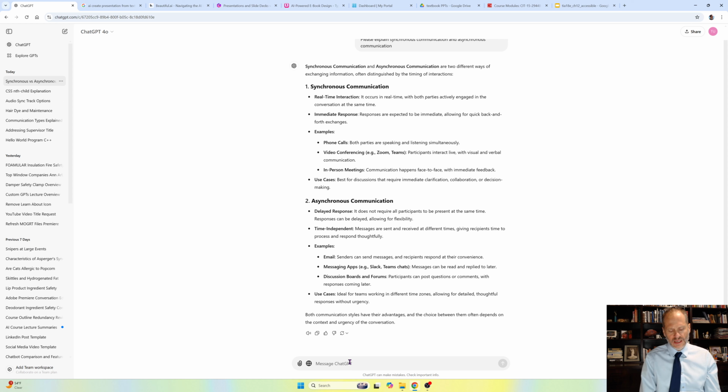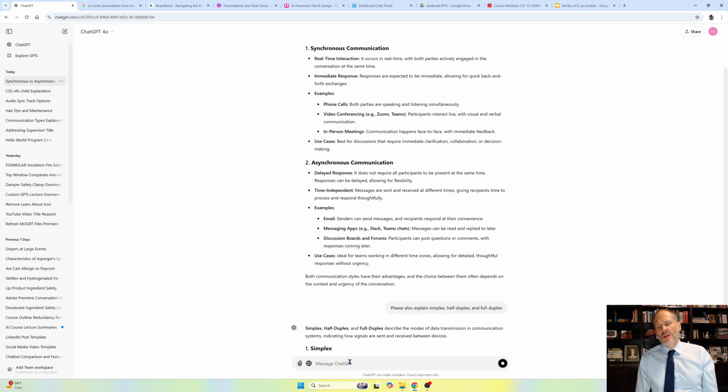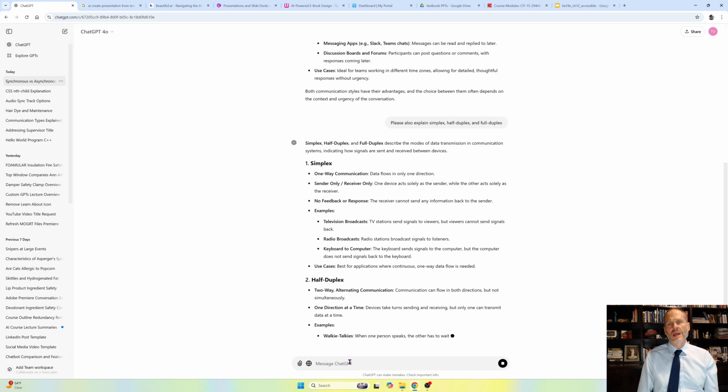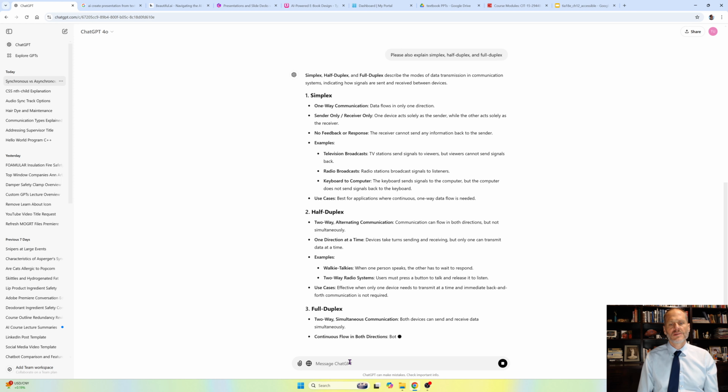And also a good thing to know about when we're talking about communication and networks, and the two benefits of a network are sharing information and sharing physical resources. Another good thing to know is that there's this idea of simplex, half duplex, and full duplex. Please also explain. There we go. Simplex, half duplex, and full duplex are just different ways to talk about communications.